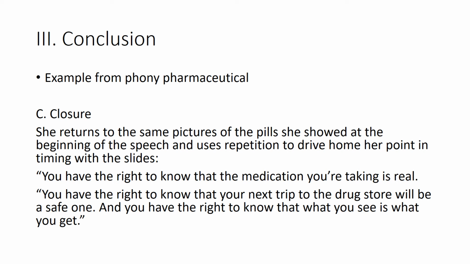So there's something called Maslow's hierarchy of needs. The first level is physiological needs: the need for food, clean air, water, shelter, even sex, basic needs. Then you move up to safety and security. Well, guess what? Her speech on phony pharmaceuticals is appealing to the safety and security need. We have a right to have safe drugs, safe medicine.